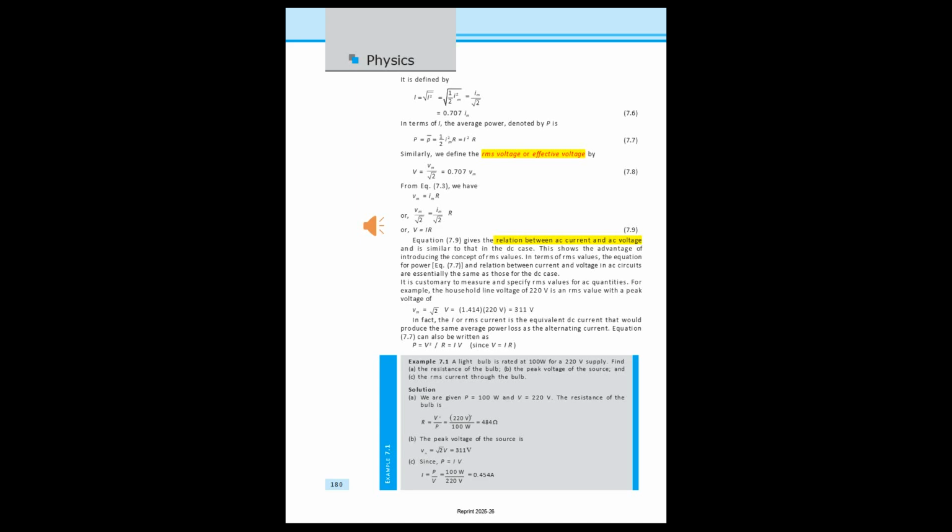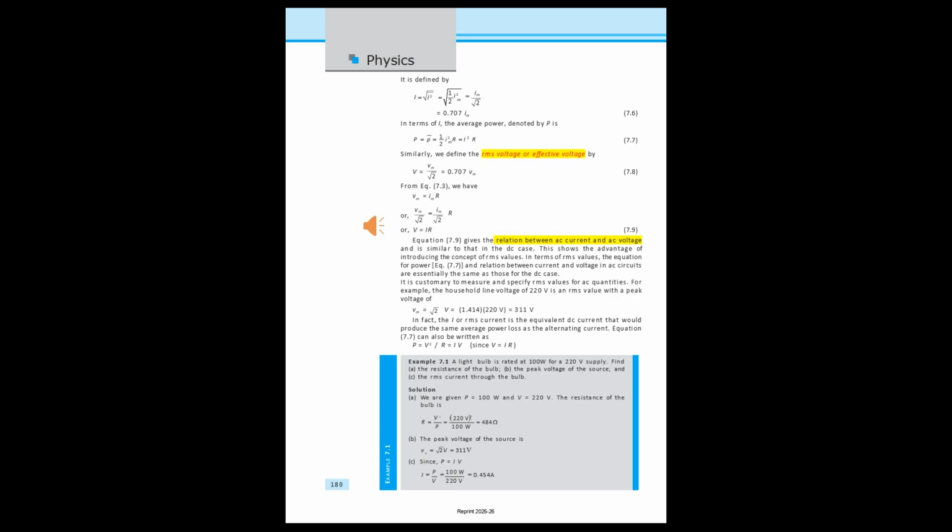Equation 7.9 gives the relation between alternating current and alternating voltage, and is similar to that in the DC case, that is in the direct current case. This shows the advantage of introducing the concept of RMS values. In terms of RMS values, the equation for power, that is equation 7.7, and the relation between current and voltage in AC circuits are essentially the same as those for the DC case.